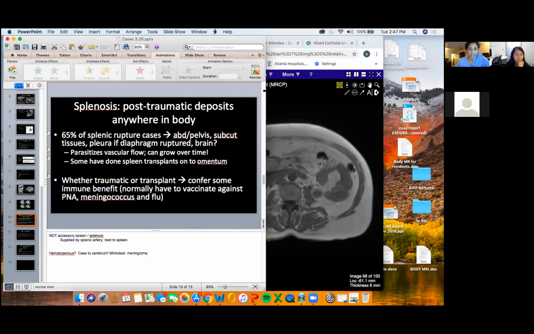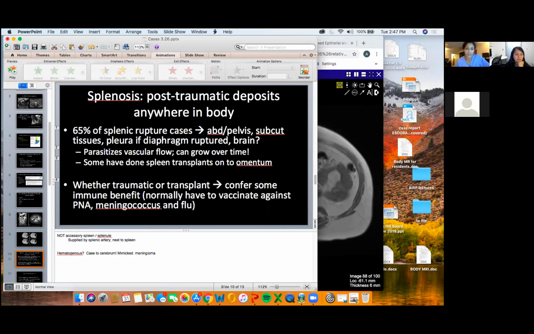So most cases of splenosis are post-traumatic deposits. You can get them anywhere in the body, but the most common places are going to be in your abdomen and pelvis, your subcutaneous tissues where they might have done surgery, or along the pleura if the diaphragm was ruptured. In 65% of traumatic cases where there's splenic rupture, you'll get splenosis in the long term. There was one case report of splenosis that mimicked a meningioma in the brain, which brought up the very rare possibility of hematogenic spread of splenic tissue. So that's just to tuck away, but if you're reading a brain study, don't bring up splenosis. In general, these guys parasitize vascular flow from any nearby vessel, and they can grow over time.